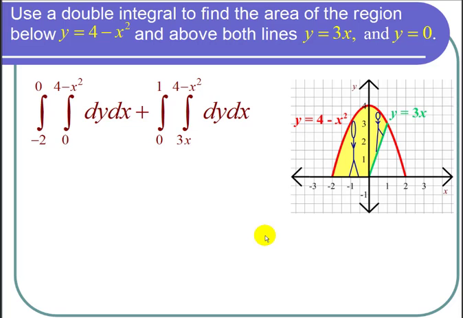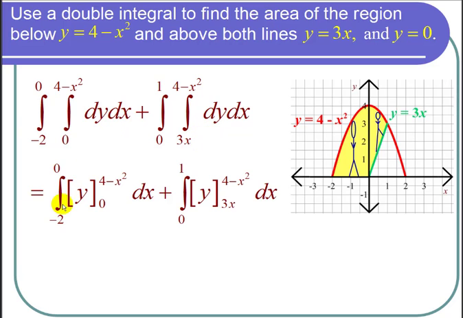So that gives me the double integrals: the integral from -2 to 0, and the integral from 0 to 4 minus x squared of dy dx, plus the integral from 0 to 1 of the integral from 3x to 4 minus x squared dy dx. So now I just integrate each of these. The integral of dy for each of these is just y. So I get the integral from -2 to 0 of y from 0 to 4 minus x squared dx, plus the integral from 0 to 1 of y from 3x to 4 minus x squared dx.